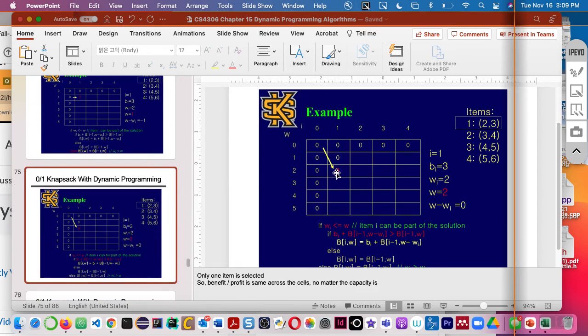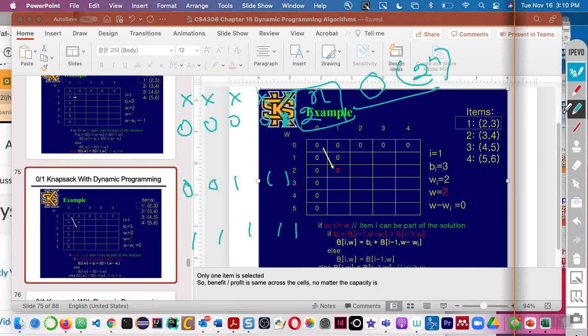So after this, whenever you select item 1, then what will be your benefit? 3, right? So before that, this is 0. You understand why it is 3? Because when you select item 1, then the weight will be 2. So at the column with weight 2, you put 3. 3 is this value, right? So we are making this table as a benefit table. This is B, which is missing over here. So this is B.